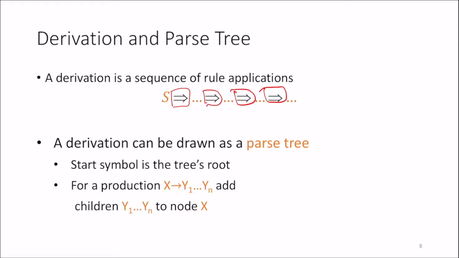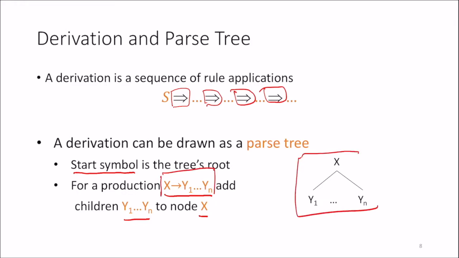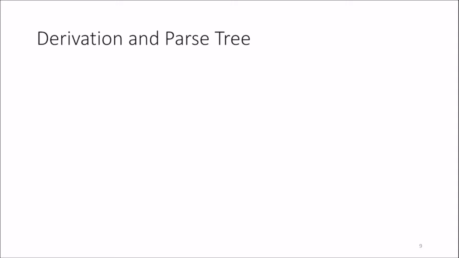So each of these derivations can be drawn as a parse tree. That's where we get a parse tree from, just from a derivation, where each step is a rule application. So we start with the start symbol, which is the root of the tree. And then for every production, we add the right-hand side as children in the tree to this node X. So if I have a rule that looks like this, then the parse tree ends up looking like this. Now let's look at an example derivation and parse tree.